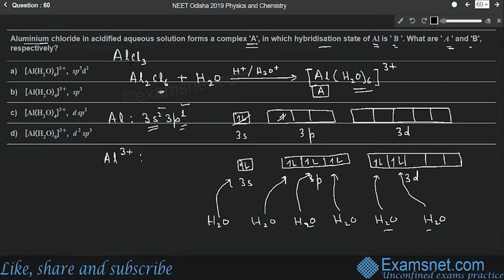As we can see, one s orbital is filled, then all the 3 p orbitals are filled, so sp3. And how many d orbitals are filled? 2 out of 5, 2 are filled, so it's sp3d2. That means this is the hybridization of aluminium in this complex, and the shape will be octahedral. The shape for sp3d2 is octahedral. So the correct answer will be option number A. This is the complex and sp3d2 is the hybridization.